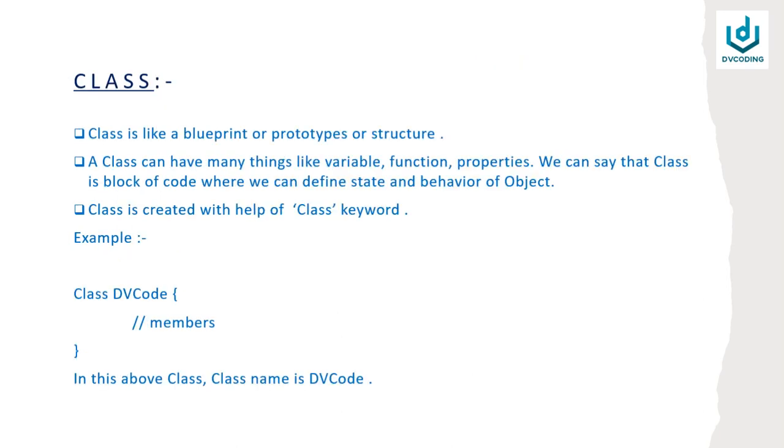Class is like a blueprint, prototype, and structure. A class has many things like variables, functions, and properties. We can say that a class is a block of code where we can define the state and behavior of an object. A class is created with the help of the class keyword. Example: class Dvcode, where Dvcode is the class name and members will be defined in the class. In the above, the class name is Dvcode.